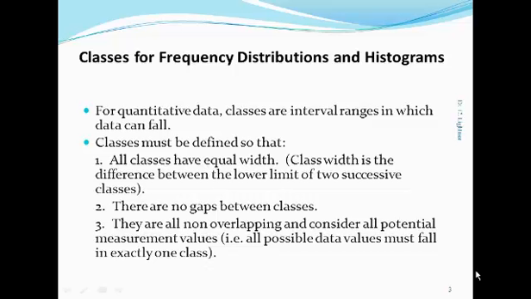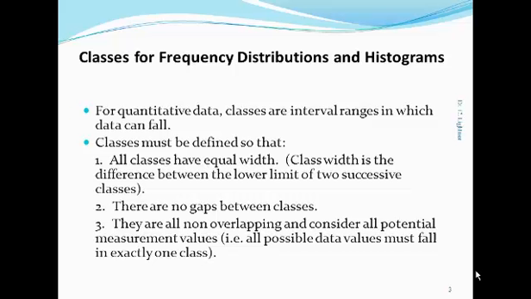For quantitative data, classes are interval ranges in which data can fall. Classes must be defined so that, number one, all classes have equal width. The width is the difference between the lower limits of two successive classes. In other words, you would not want to define your first class as grades from 0 up to 15, the next class from 15 up to 50, the third class from 50 up to 90, and the last class from 90 to 100. Instead, you would want all of your classes to have equal width.